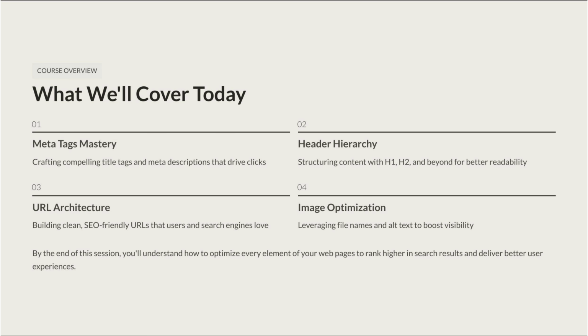Meta tags are crucial for search engine optimization. Craft compelling title tags and meta descriptions to drive clicks. Use header hierarchy with H1, H2, etc. for readability. Build clean, search engine optimization-friendly URLs. Optimize images with descriptive file names and alt text. Master these elements to enhance search rankings and user experience.